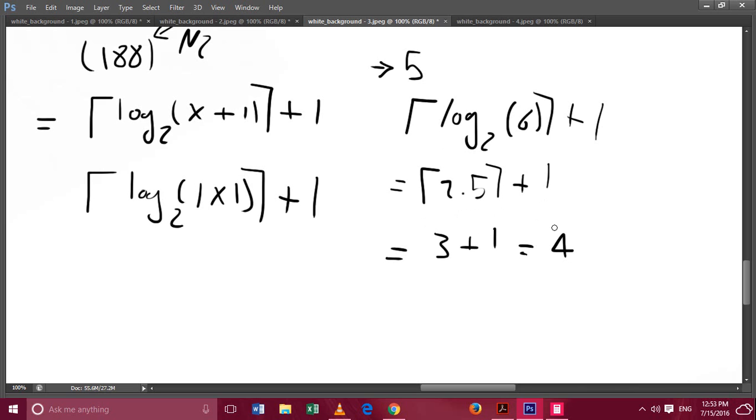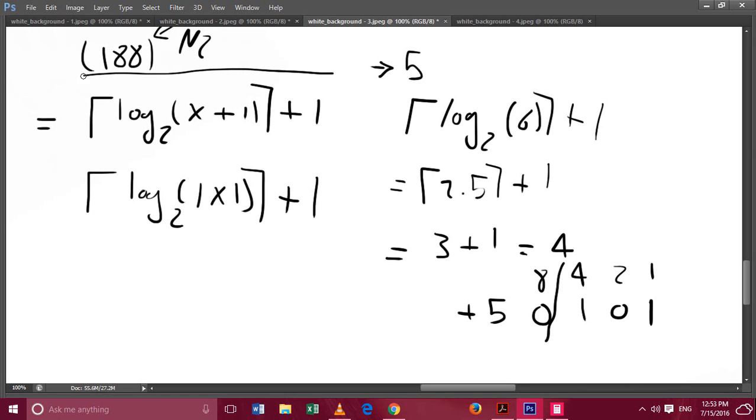So I need at least 4 digits to represent 5 in any 2's complement binary system. To verify that, 1, 2, 4, 8, yes, that's how you write positive 5 in 2's complement binary notation. If you have only 3 digits, you cannot really represent 5. And that's what I mean by length determination.